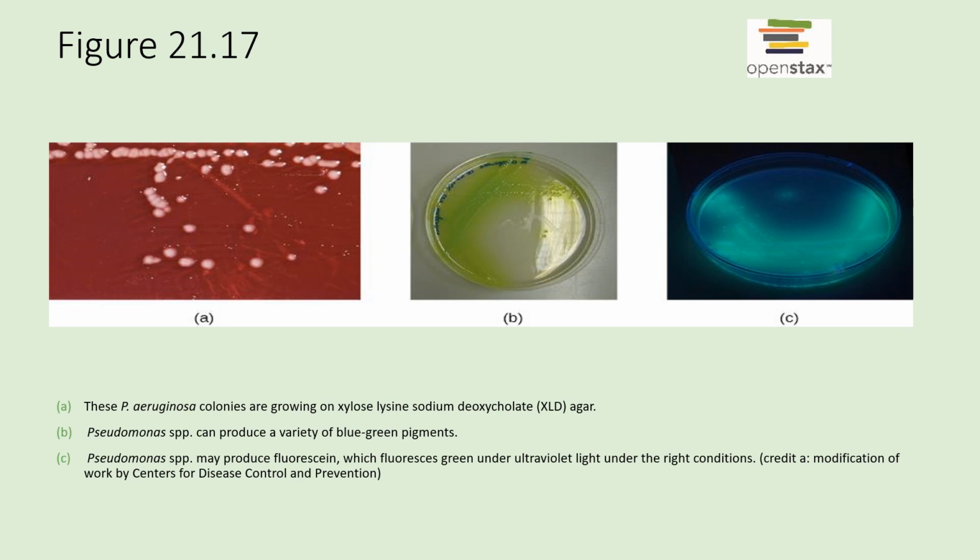Pseudomonas is shown here on a plate growing. The individual colonies are on the far left here. In the middle, you can see that it's producing a pigment that you can see under just normal regular light. And then if you put it under UV light, you get the glowing like this. It's kind of cool to see, as long as it's not on you.